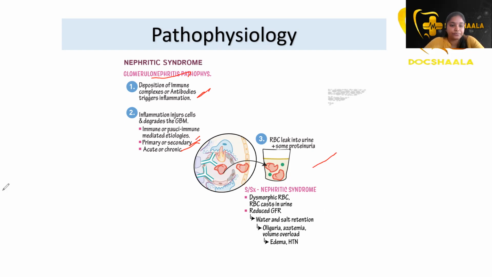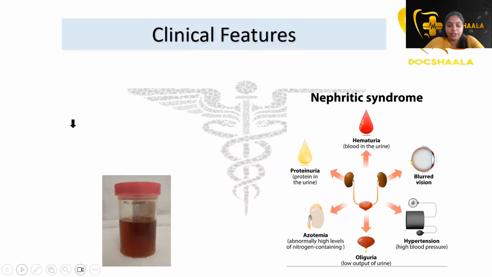Coming to the clinical features. As you can see in the image below, these are the basic clinical features that appear in nephritic syndrome: hematuria, blurred vision, hypertension, oliguria, azotemia. Azotemia is abnormally high levels of nitrogen. Proteinuria is protein in urine. Oliguria is low urine output. Okay, so let's just see.